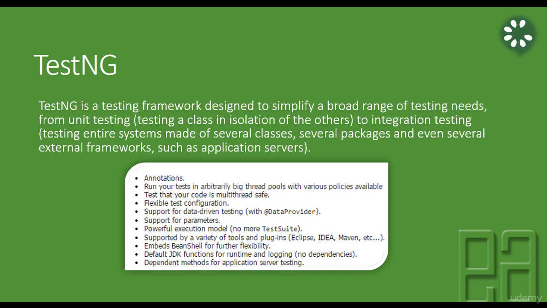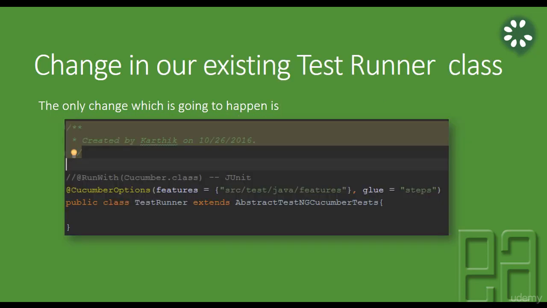As I said, there will be some change in our project as well, because this is a new framework. The code change in our existing test runner class is going to look something like this. The only change you're going to make in our existing test runner is this. As you can see, we are extending a class called AbstractTestNGCucumberTest, and there is no RunWith attribute anymore, because we are extending this abstract class. And once you're done, you're all good to go.